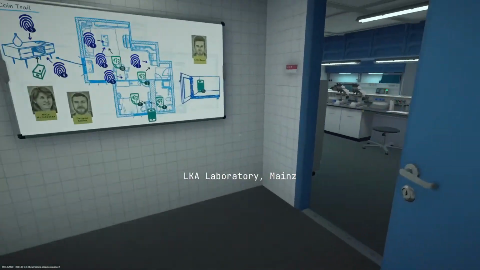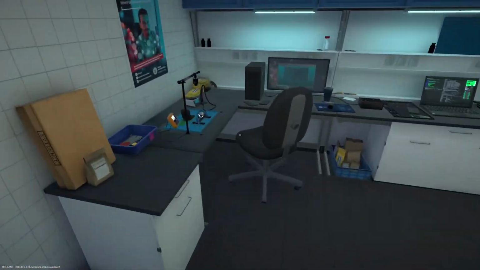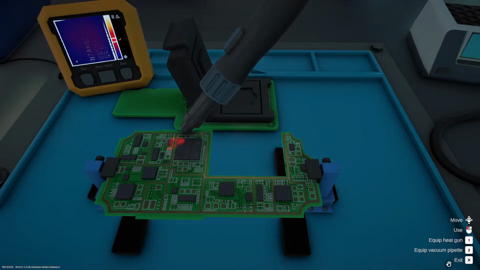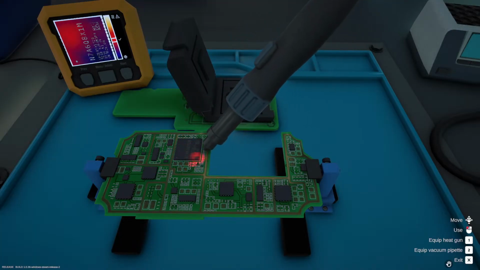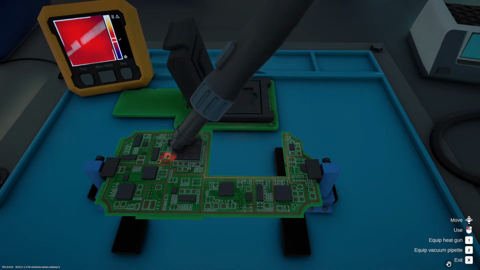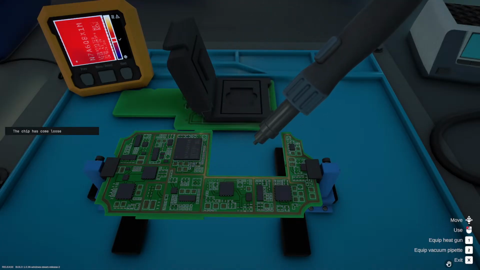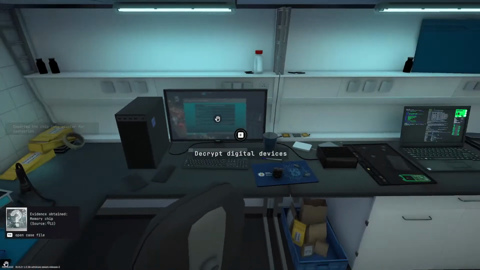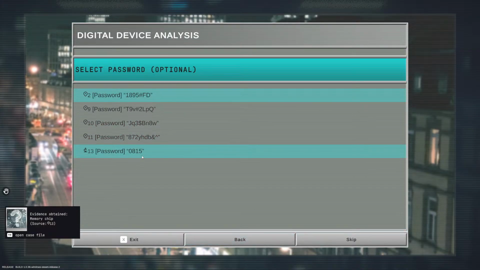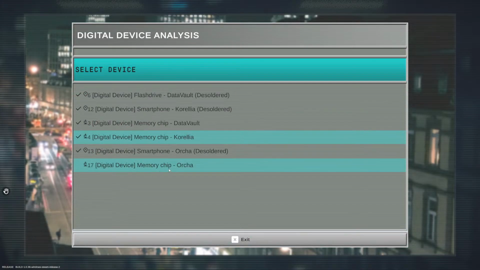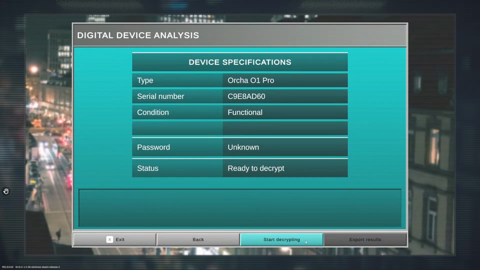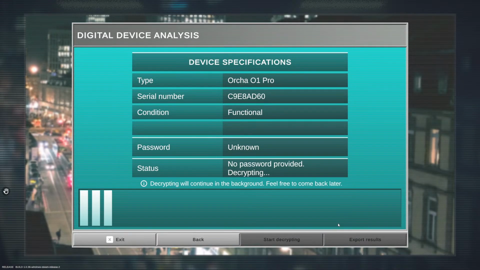Alright. Let's try to get into this phone here. Alright, let's decrypt it. The Orca chip. We'll skip the password. And start decrypting it here.